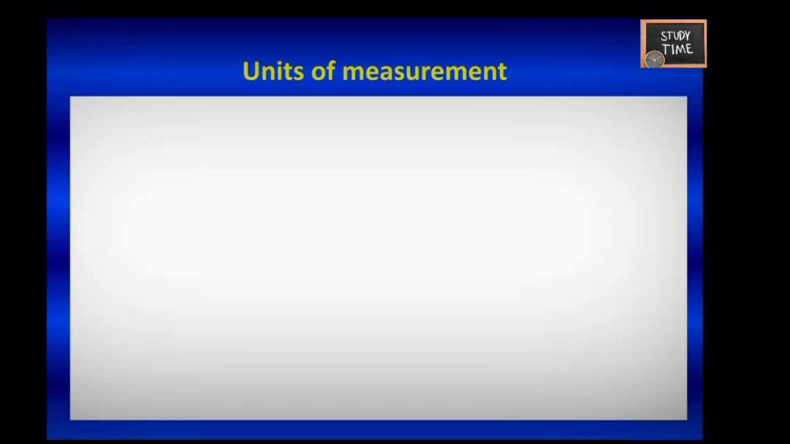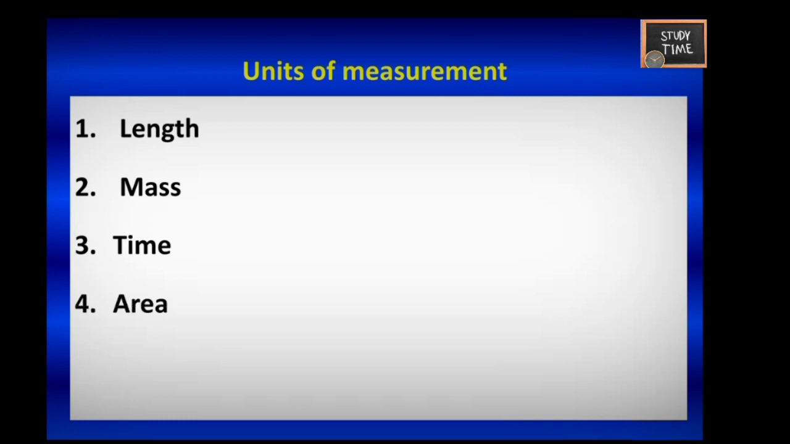You have different units of measurement. We'll see them one by one. So what is the length? Length we will be measuring with meter, kilometer, centimeter. For mass you will be measuring with gram, kilogram. For time you will be measuring with seconds, minutes, hours. For area you will be measuring with centimeter square, meter square. For volume you will be measuring with liters, milliliters.